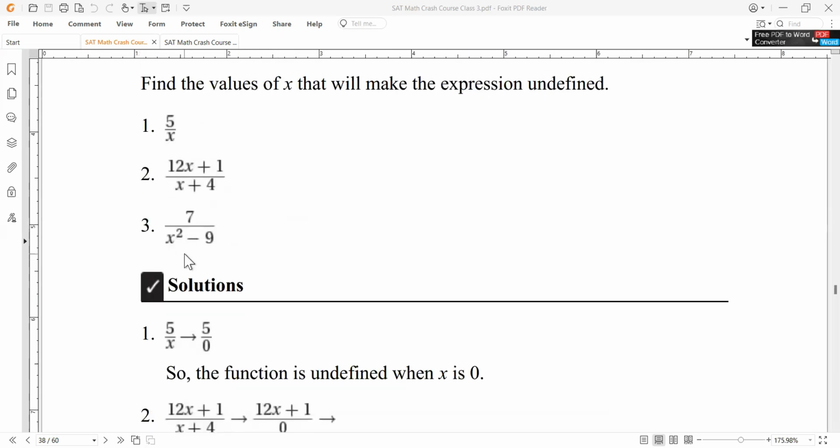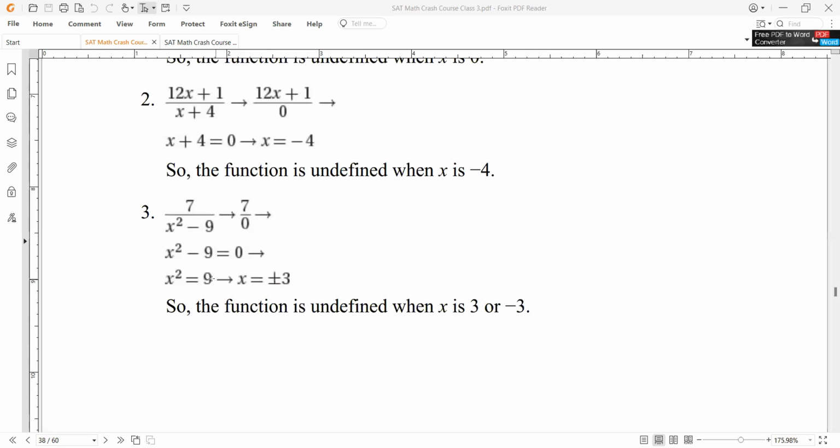Don't try to use it. Don't try to use the quadratic formula, because using the quadratic formula will not help you. This is a very simple problem. x squared equals 9, so x equals plus or minus 3. You got my point, right?